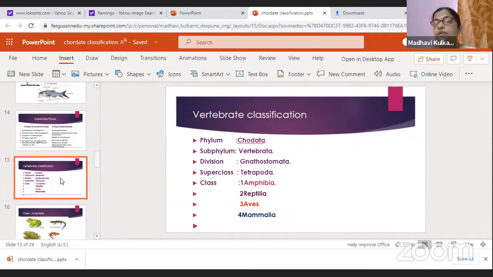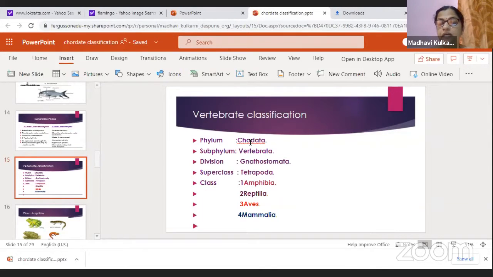Now, the other division, which we call Gnathostomata, and in that the superclass Tetrapoda. Please remember this name, Tetrapoda. Here, for how to write a general classification, I have included this slide. See, whether it is an amphibian, reptile, bird or mammal, if you want to classify, we can classify the animal by writing in this manner.